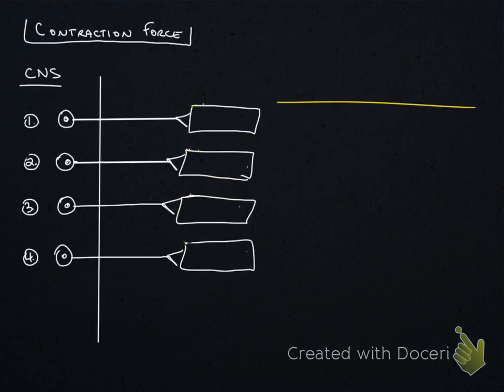Now let's do sort of an example here with contraction force. So I have here 4 motor units. These are the somatic motor neurons that are innervating their muscle fibers. So let's say with our first one, this one will have 10 muscle fibers. The next one will have 20. This one will have 30. And say this one will have 40. So they're different sizes. Now we need to decide what fiber types they're going to be. Let's say that this one is fast twitch, this one's slow twitch, this one's fast twitch, and this one's slow twitch.